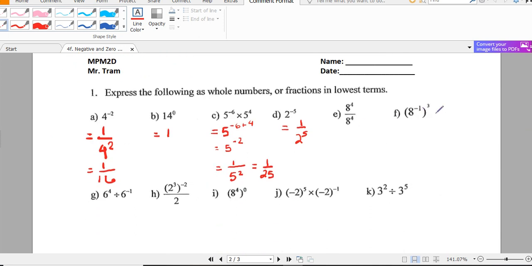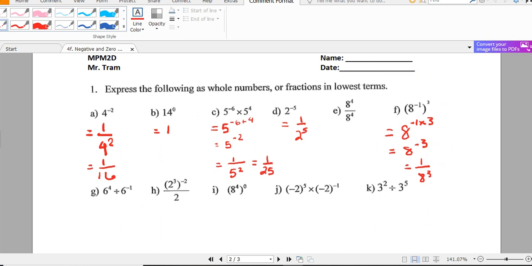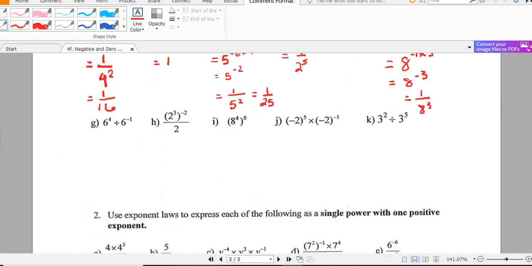So let's scroll back down. And if I take a look at this right here, since I noticed that it's an exponent on an exponent, the base stays the same, and I would have negative 1 times 3, which would give me 8 to the exponent of negative 3. Negative 1 times 3 is negative 3. And that would give me 1 over 8 to the power of 3. Okay? So those are all the exponent rules.